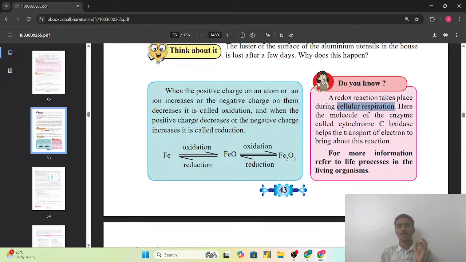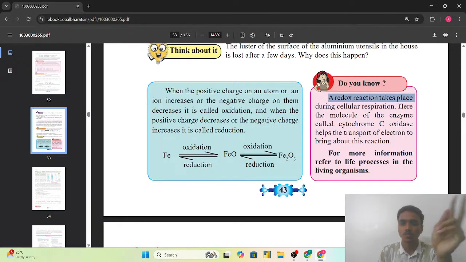Cellular respiration के बारे में हम साइंस 2 में इसके बारे में डिटेल एक चैप्टर है that we will be studying later. सो सेल्यूलर रेस्पिरेशन में हम देखेंगे वहां पर जो रिएक्शन होती है वो रिडॉक्स रिएक्शन है. दैट मीन्स बोथ द ऑक्सीडेशन एंड द रिडक्शन रिएक्शन टेकिंग प्लेस.